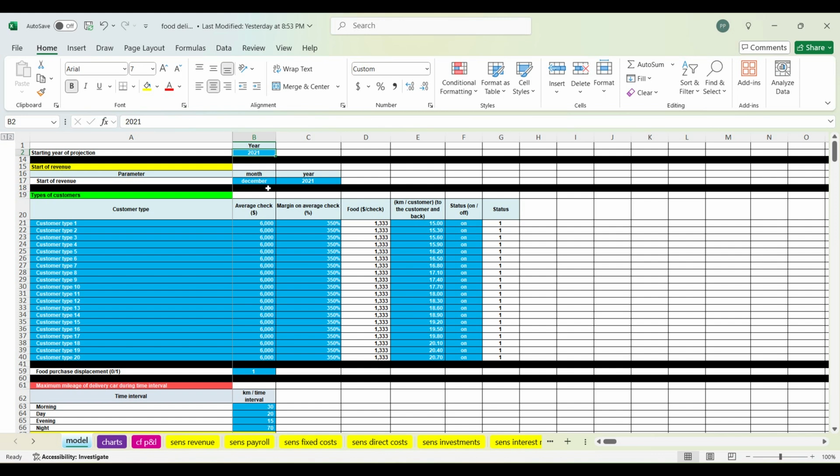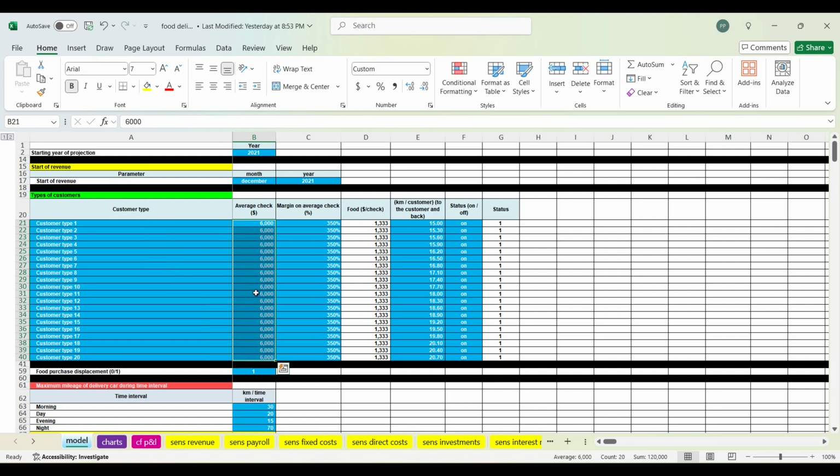Next block of inputs will be covering when we get the first revenues, the start of operating activity, year and month. Then we will start describing different types of our customers. We will have 20 of them. We can name each type of customers the way we want. Next column. Here we are setting up the price for the food delivery. This will be our revenues.